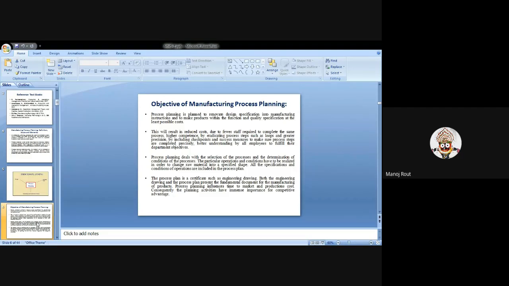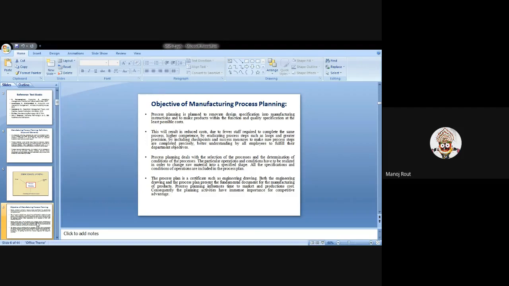This will result in reduced cost due to fewer staff requirements. That is why nowadays companies are hiring highly skilled workers to complete the same process with higher competency by reducing the process steps, with greater precision. If you take the example of the automotive industry, there are more complex objects and complex shapes that should be manufactured in a precise manner. This removes human error, or you can say it increases the efficiency of the machine as well as the worker who is directly involved in the machine workstations.